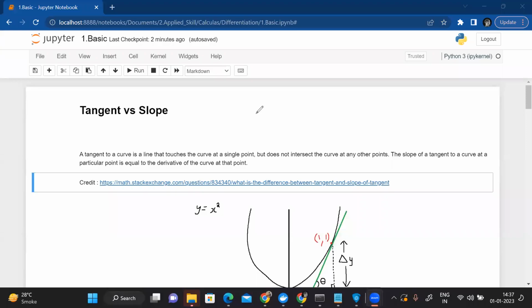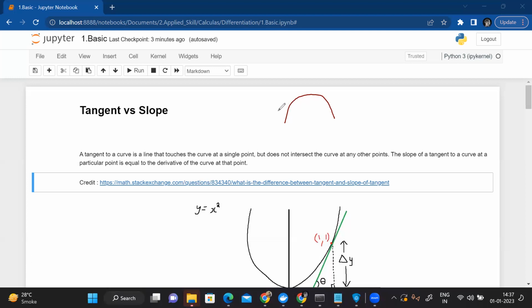Hi everyone. Before learning differentiation, we need to understand what is the basic difference between tangent and slope. Let's understand. Tangent is kind of things you can say. For an example, let's suppose this is a curve.